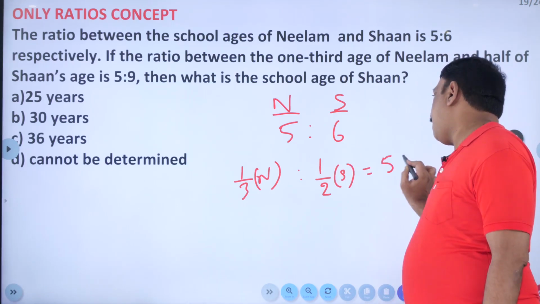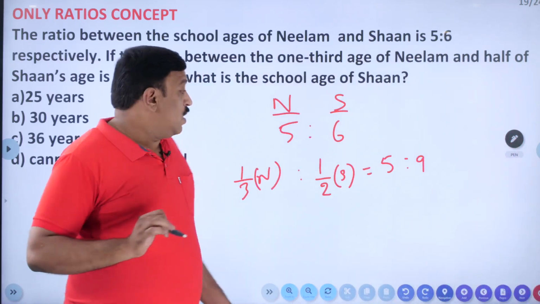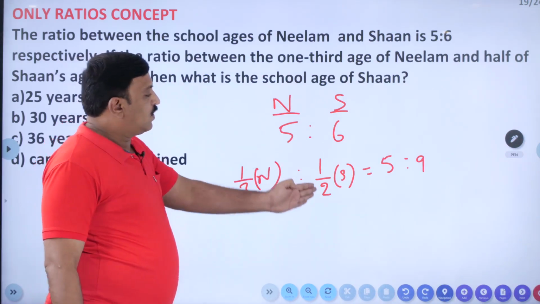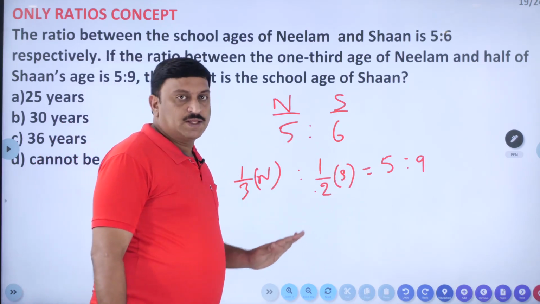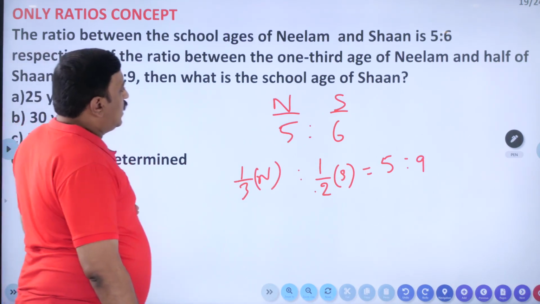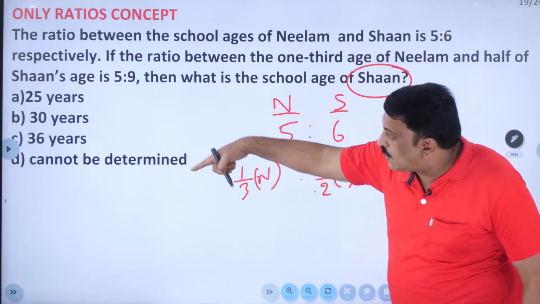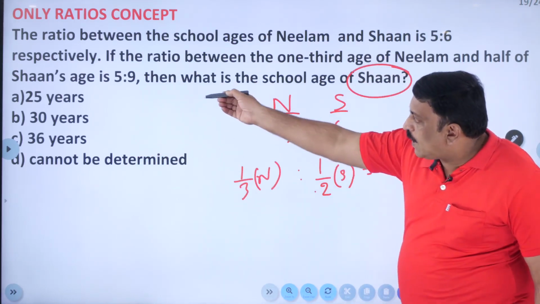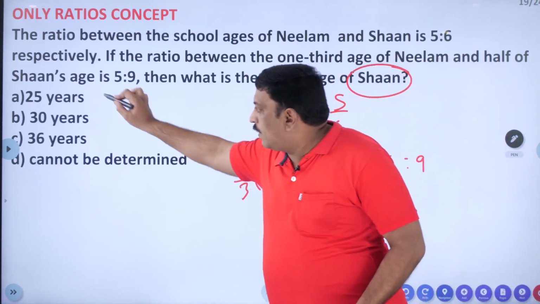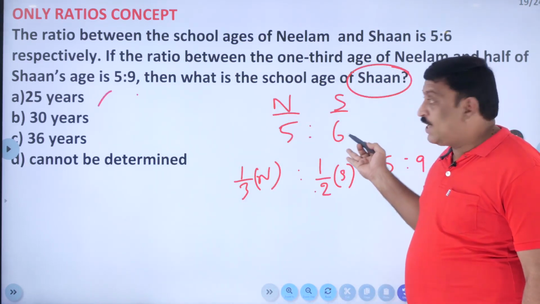One is their present ages are in the ratio 5:6, that is the school ages ratio, and if you take 1/3 of this present age and one half of this age, you will get 5:9. These two pieces of information are given. So let us try the first option. Shan's age is asked, we need to find out Shan's age, so everything is regarding Shan. Option A is 25, Shan 6 parts means it won't work out, right? Okay. Let us go with B, 30. Okay, Shan is 30. If she is 30, Neelam will be how much?